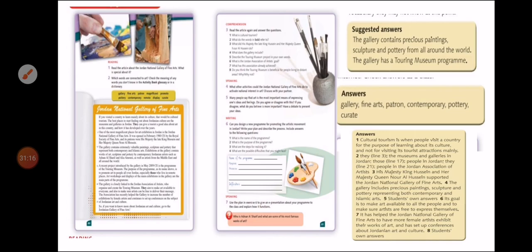Okay. Now in exercise number 6, can you design a new program for promoting the artistic movement in Jordan? Write your plan and describe the process. Include answers to the following questions. Now here, what is the name of the program? What is the purpose of the program? What are the steps for realizing it? What are the possible difficulties that you might face?